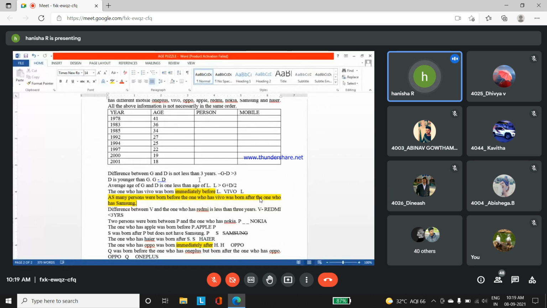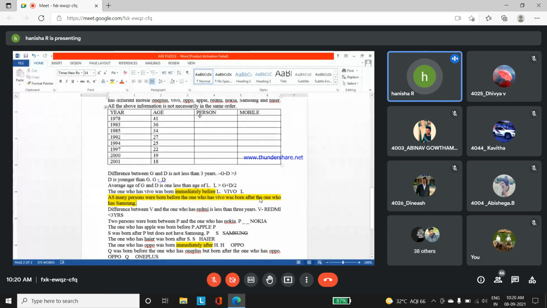Okay, so here if you look at it, those 3 points are speaking continuously about the values G and D. So if you track all these 3 clues properly, you can fix the position of G and D exactly on the respective years. The difference between G and D is not less than 3 years. D is younger than G, and average age should be one less than the age of L.